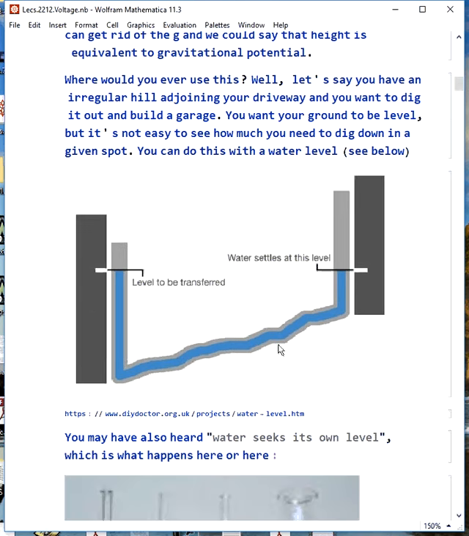Let's say you have a hill near your driveway and you want to dig it out level with the driveway and build a garage. It's not easy to see how much dirt you need to remove to make things level, but you can do this with what's essentially a simple hose. You have a particular height here, over here where it's flat, and you climb the hill, and at a lower height, the water here will be at the same absolute level as the water here. You might have heard the phrase, water seeks its own level, and this is what that means.